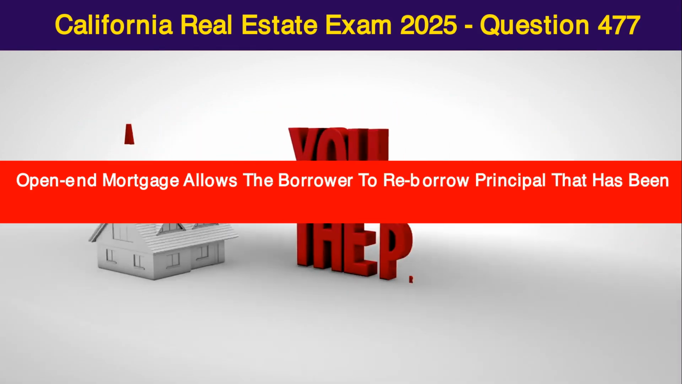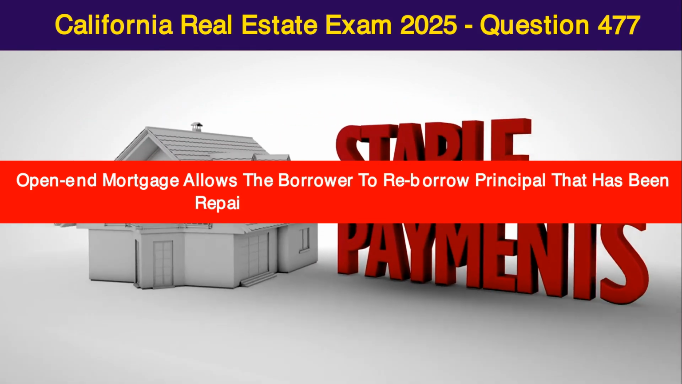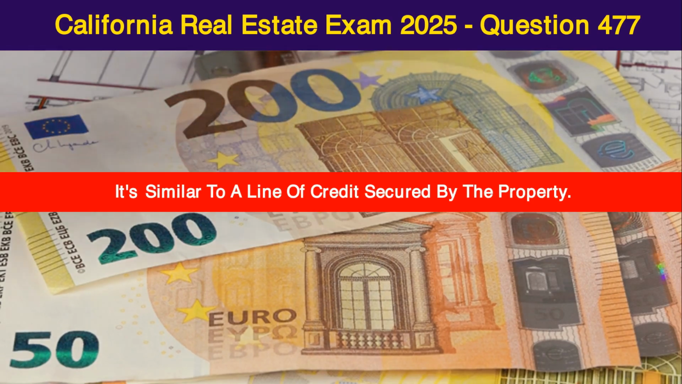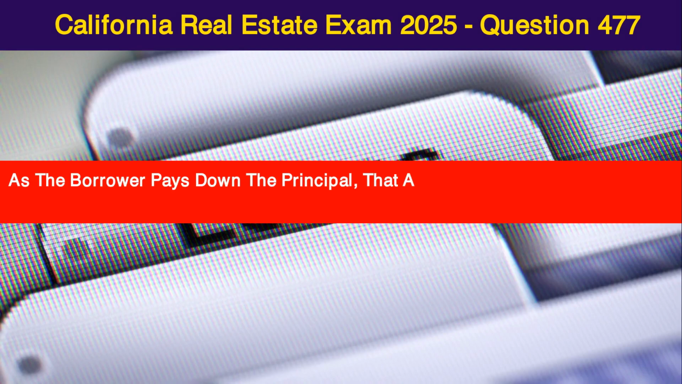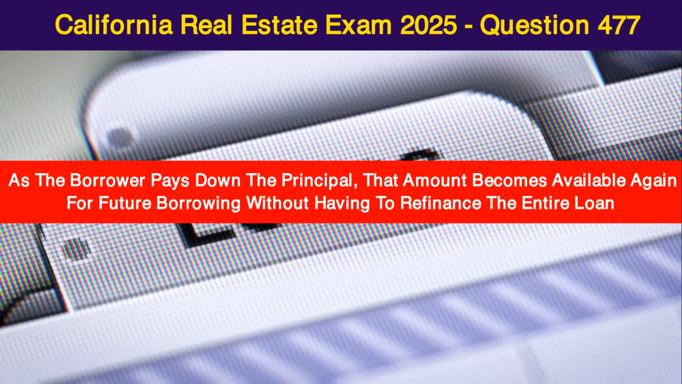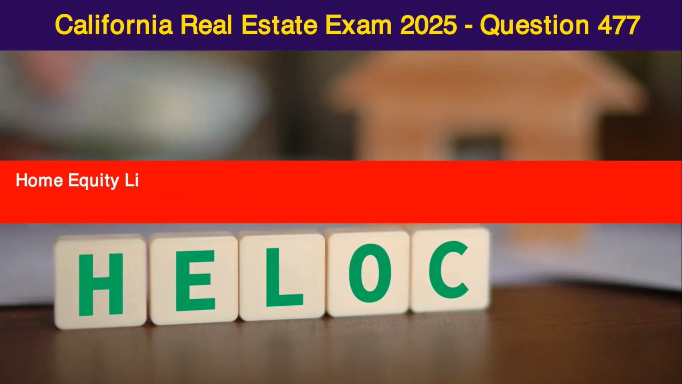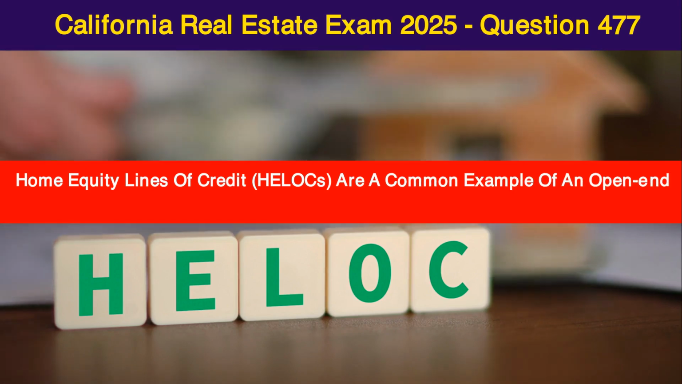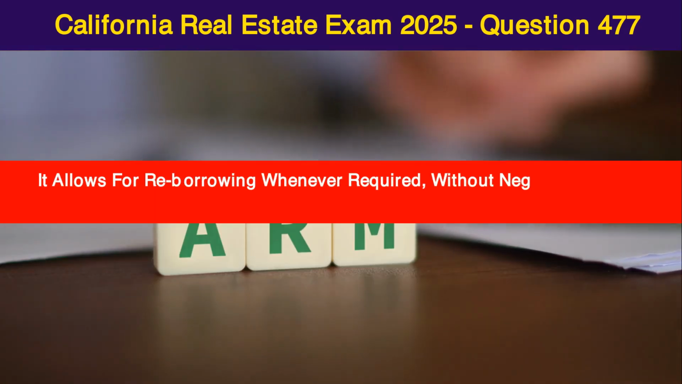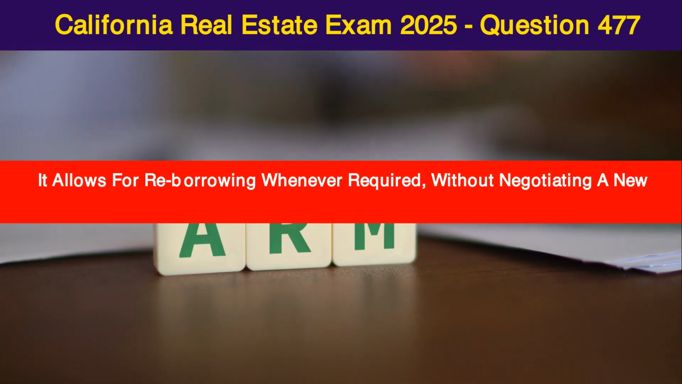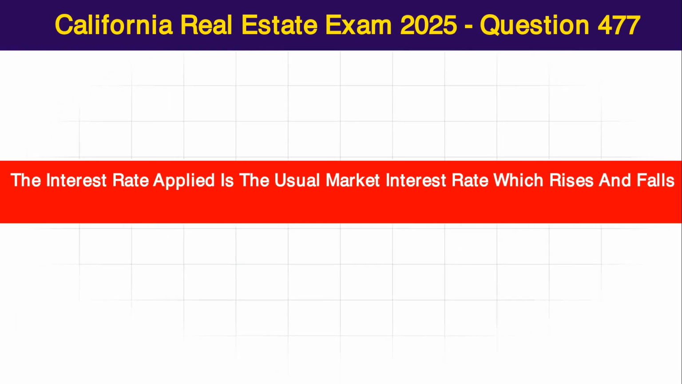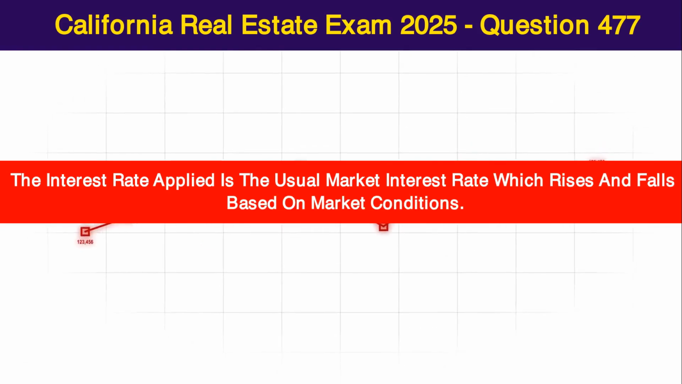Open-end mortgage allows the borrower to reborrow principal that has been repaid, up to a certain credit limit. It's similar to a line of credit secured by the property. As the borrower pays down the principal, that amount becomes available again for future borrowing without having to refinance the entire loan. Home equity lines of credit, HELOCs, are a common example of an open-end mortgage. It allows for re-borrowing whenever required, without negotiating a new mortgage. The interest rate applied is the usual market interest rate, which rises and falls based on market conditions.